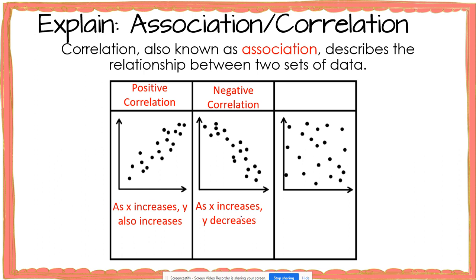The last scatter plot has what we call no correlation. In this situation, there would really be no particular relationship between the x values and the y values.